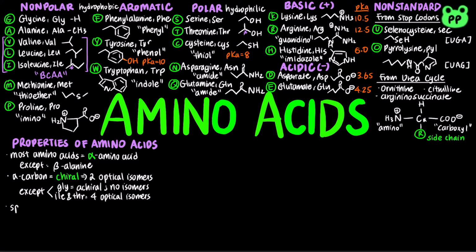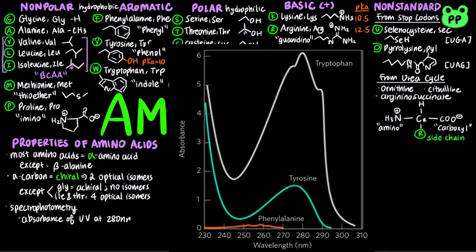A common way to determine protein concentration is through spectrophotometry, which measures the amount of light that can pass through a solution, which is due to the ability of aromatic amino acids to absorb ultraviolet light. At the wavelength of 280 nanometers, the absorbance of tryptophan is a lot greater than tyrosine, whereas phenylalanine doesn't really contribute to the absorption spectra.